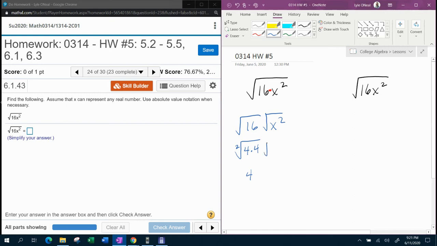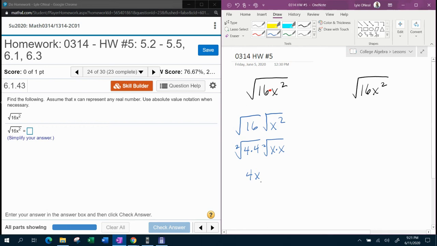Now, for x squared, we know that x times x is x squared. Using the same logic, since a square root has an index of 2, meaning if you have two of the same factor, then the square root is one of those factors. So the square root of x squared is x.